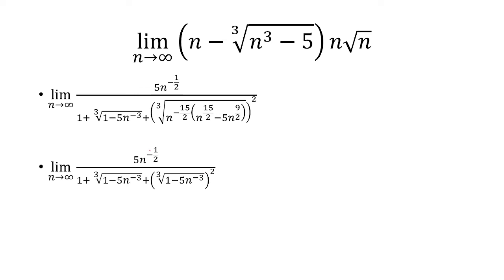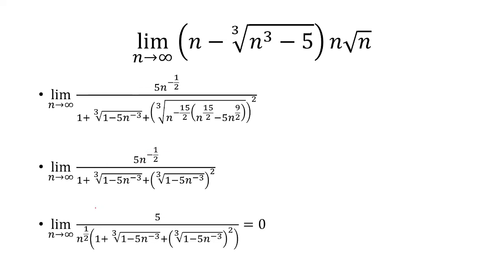At this point, we're going to bring this n to the negative 1/2 power in the bottom as just n to the 1/2 power. So what we see is that 5n to the negative 3 is going to go to 0 as n goes to infinity. So it's like 5 over n to the 1/2 power is going to infinity, and it's like 1 plus 1 plus 1. So it's basically 5 over infinity, and so this goes to 0. So our final answer is 0.